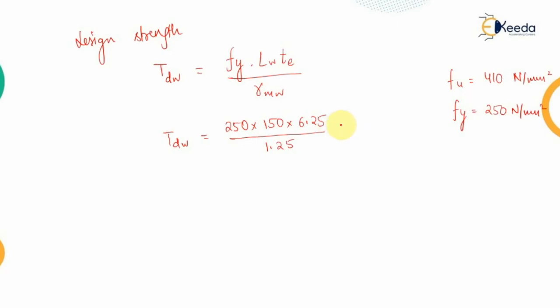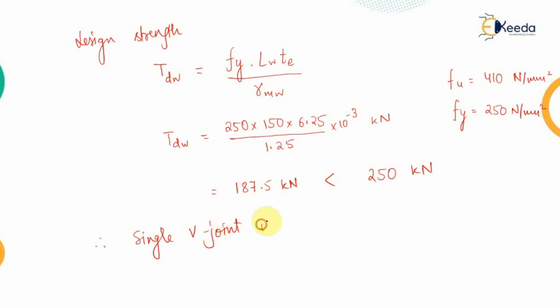Now this value that we will be obtaining will be coming out in Newton. That's why we will multiply it with 10 raised to the power minus 3 so as to obtain the result directly in kilonewton. So from here, the value that we are getting is 187.5 kN, which is lesser than the externally applied load, which is 250 kN. Therefore, the single V joint that we are providing with the help of the groove weld is not safe in carrying out this much load.